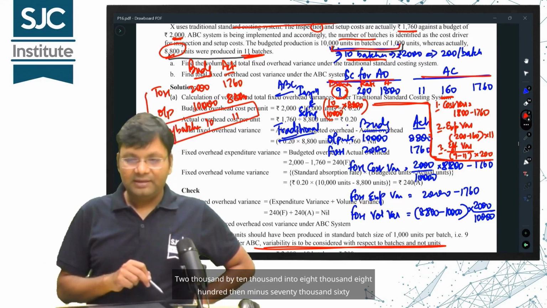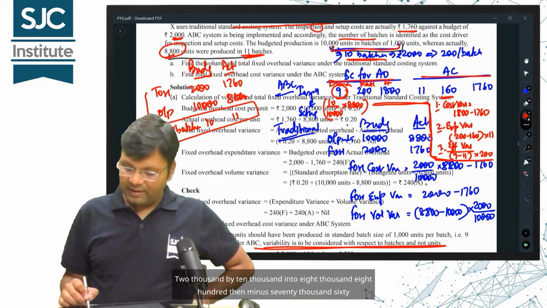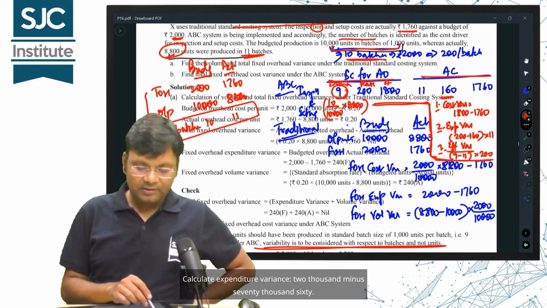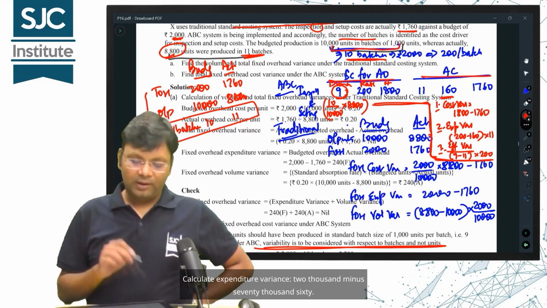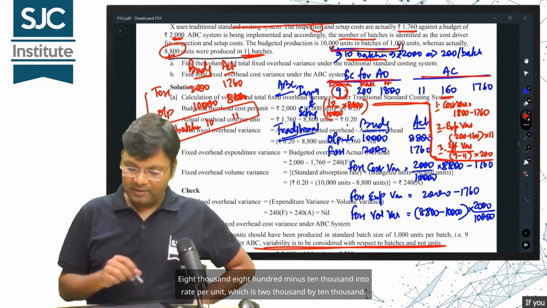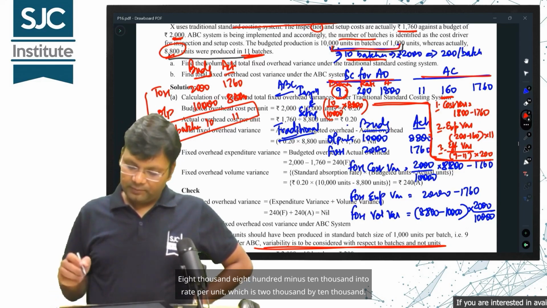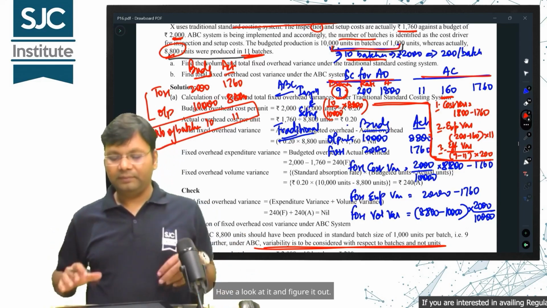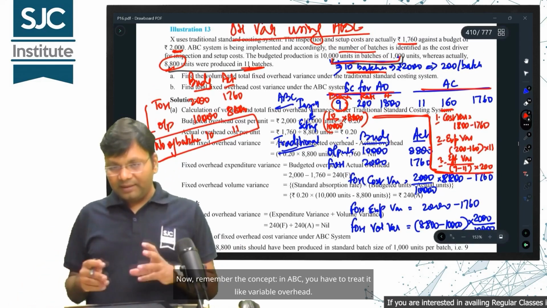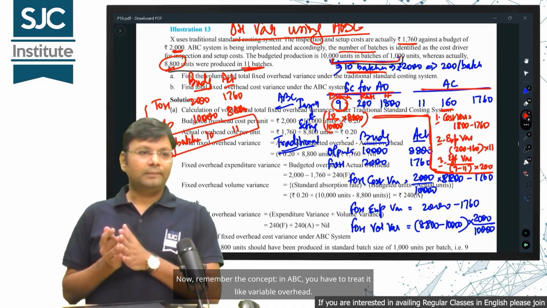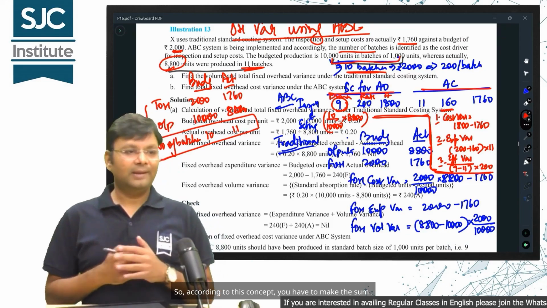2,000 by 10,000 into 8,800, then minus 70,060. Calculate expenditure variance: 2,000 minus 70,060. Volume variance: 8,800 minus 10,000 into rate per unit, which is 2,000 by 10,000. Have a look at it and figure it out. Now do this. Now, remember the concept. In ABC, you have to treat it like variable overhead. So, according to this concept, you have to make the sum.